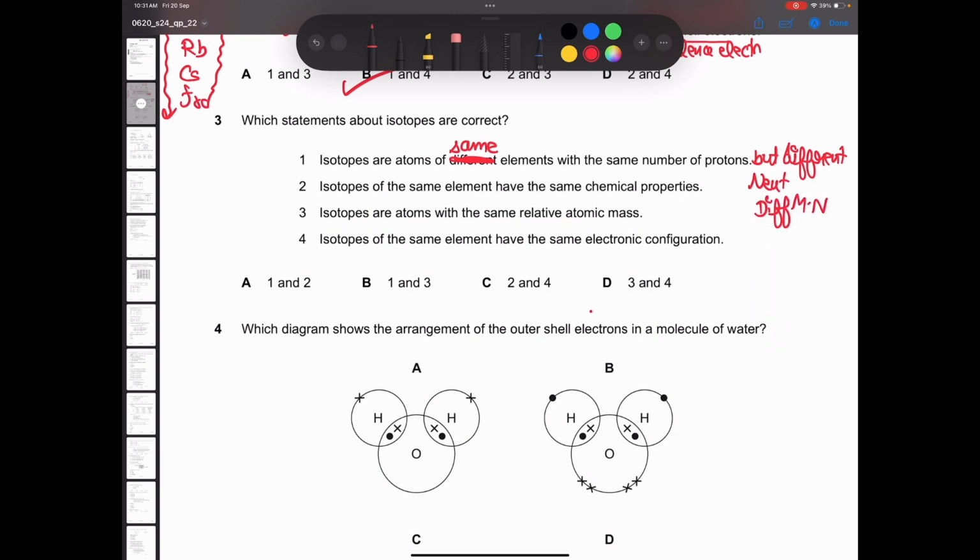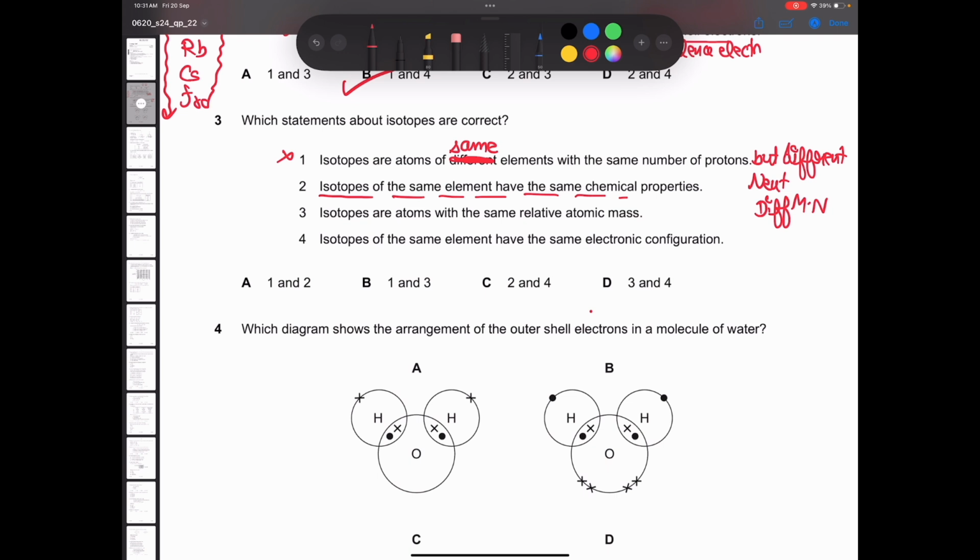This is the definition that is also given in the syllabus guide. For the definitions and the theory part, I would recommend that you go through the syllabus guide for all the definitions and all the formulas. Okay, so this statement is incorrect. Isotopes of the same element have similar chemical properties. This is true because they have the same electronic configuration.